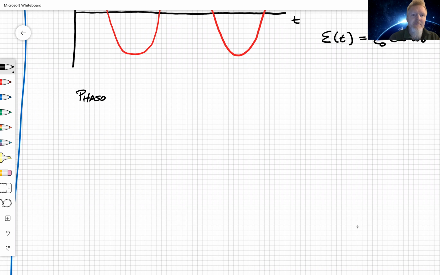Phasor, in case you've never heard of phasors, insert whatever Star Trek joke you would like to at this point. Set to stun. A phasor actually stands for the phase vector.